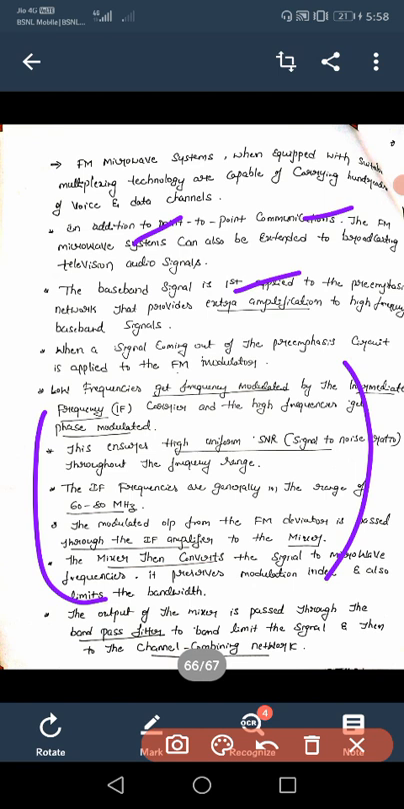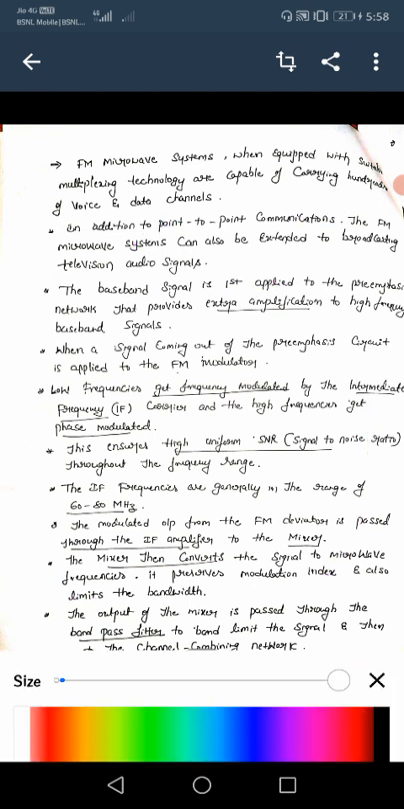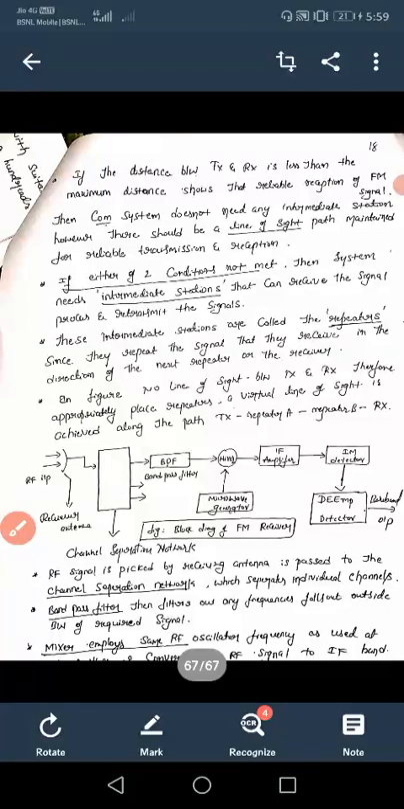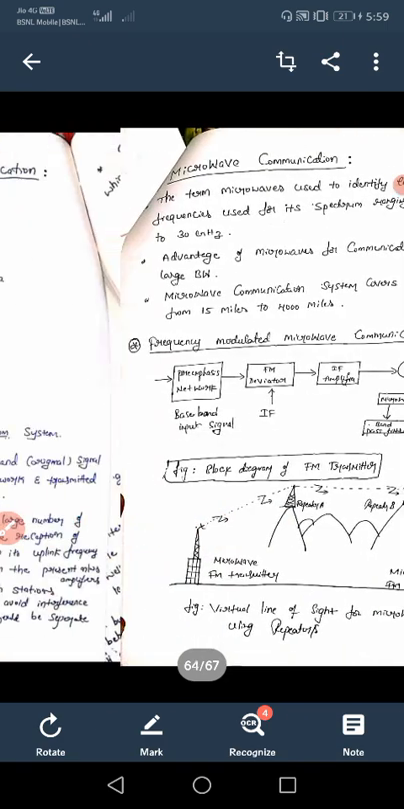Here, if you observe, you will get these points in the notes. Look at this, look at this, right? So you should tell about the frequency bands in the microwaves. That answer will carry marks for all these things. Okay, so this is about microwave communications.